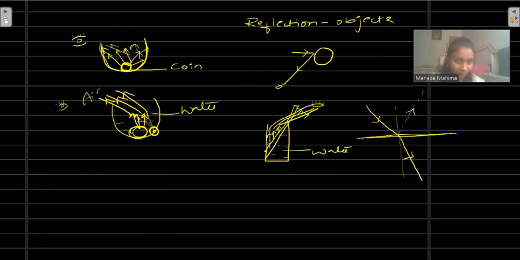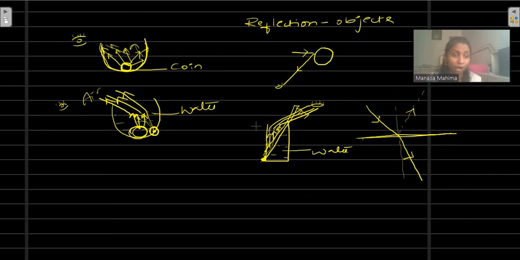Okay, if I make these light rays converge at a point, we will see the pencil to be here. That means we are seeing the bending nature of the pencil. This is all because of refraction.